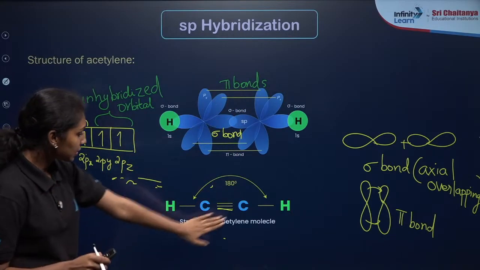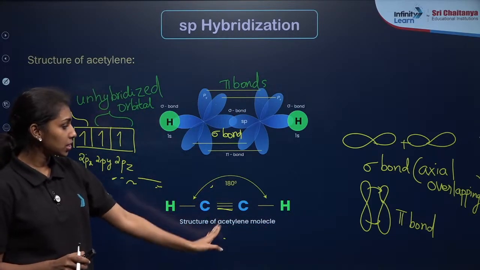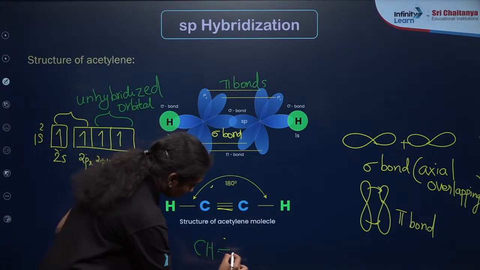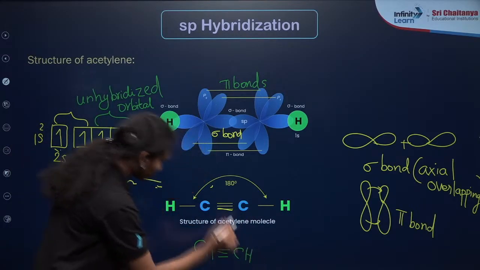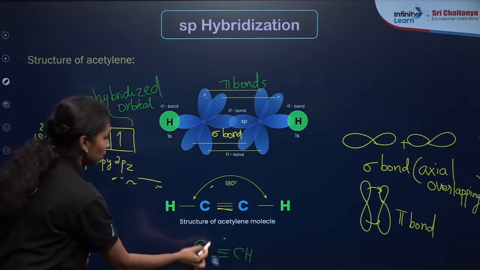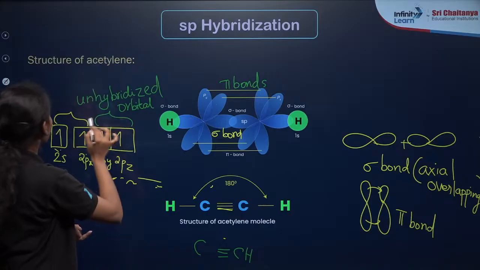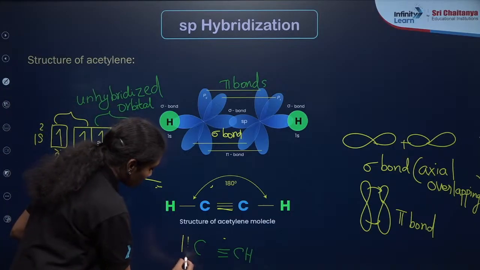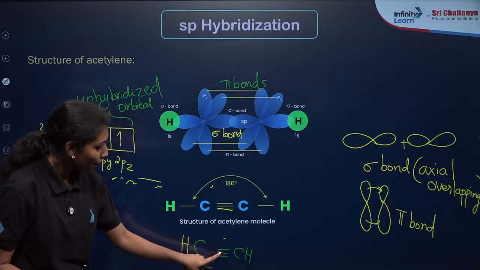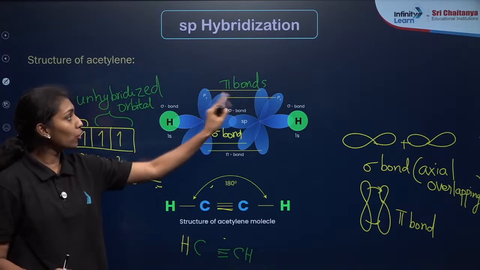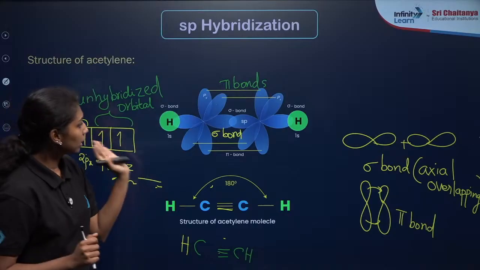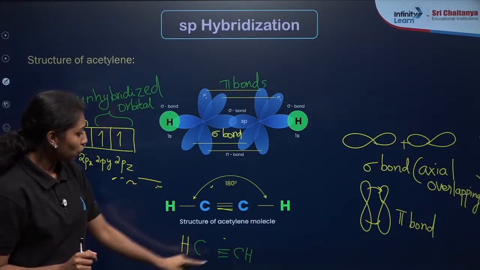So this is the structure of the acetylene molecule, or CH triple bond CH molecule. If you are asking about the bonds in the CH triple bond CH molecule, one of the bonds will be a sigma bond and the remaining two will be pi bonds because of the sidewise overlapping of the unhybridized orbitals. Is that clear? This is all about the structure of the molecule.